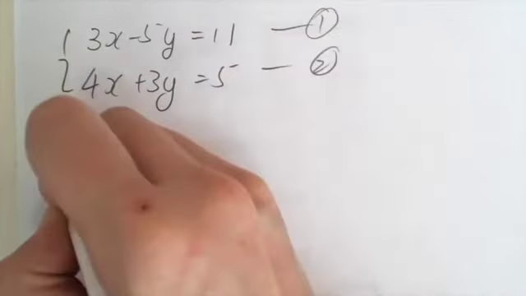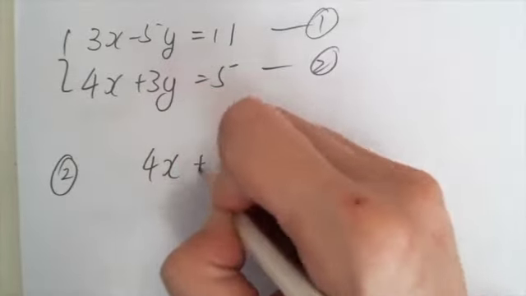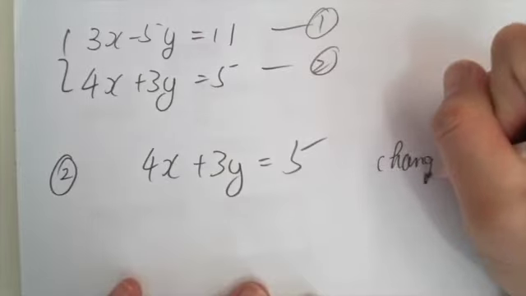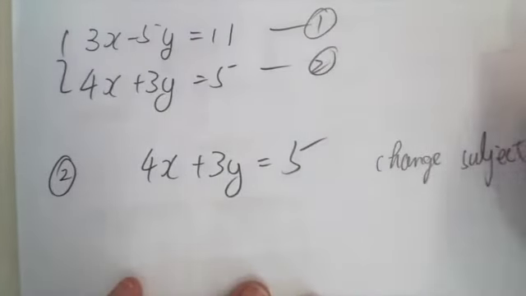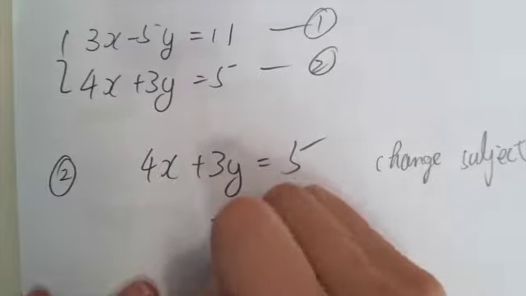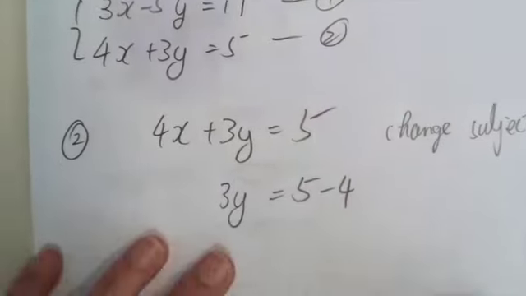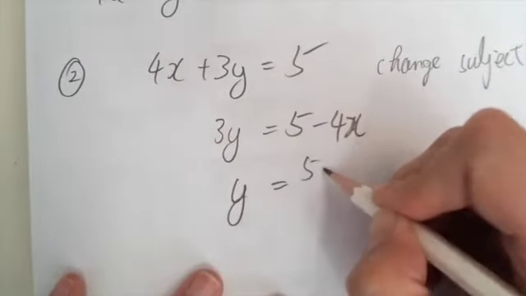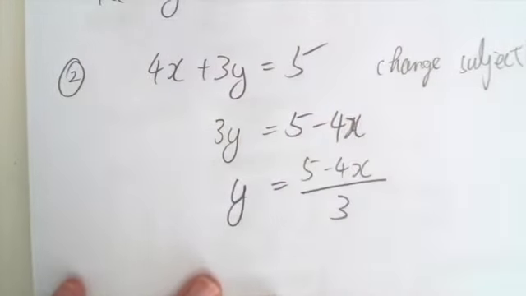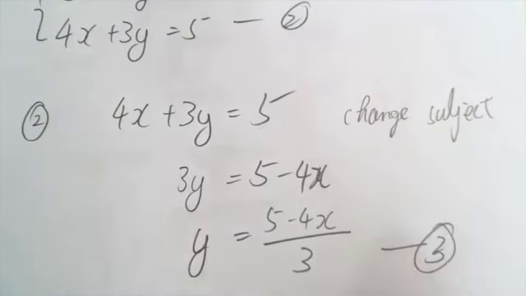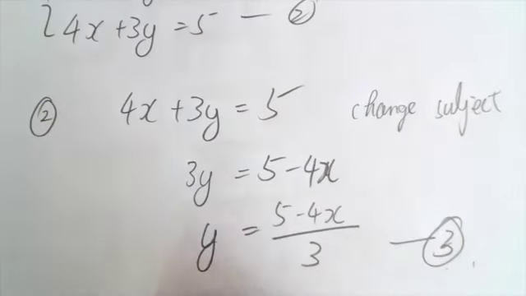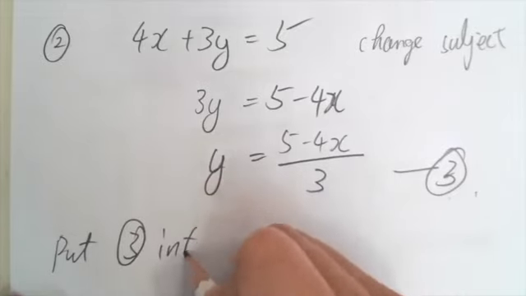So let's see, we have equation 2, 4x plus 3y equals to 5. Now I'm going to change subject to make it y equals to something. So 3y will be equals to 5 minus 4x, and y will be equal to 5 minus 4x divided by 3. Now, because this comes from the 2, I need to substitute it into something else, which is the 1. So put 3 into 1.